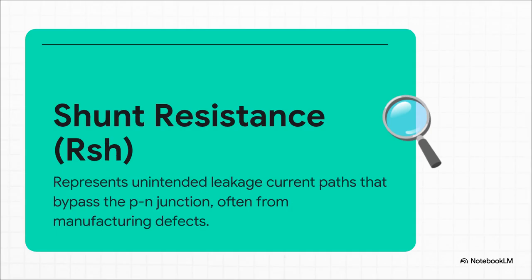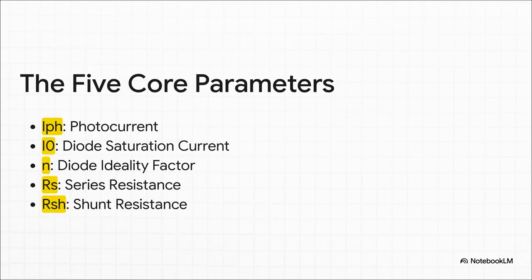And if that wasn't enough, there's one more problem: leaks. You have to account for these tiny, unintended electrical shortcuts that let current just leak away. This is the shunt resistance. It's almost always caused by tiny, microscopic defects from the manufacturing process, creating these little pathways for current to bypass the main circuit entirely.